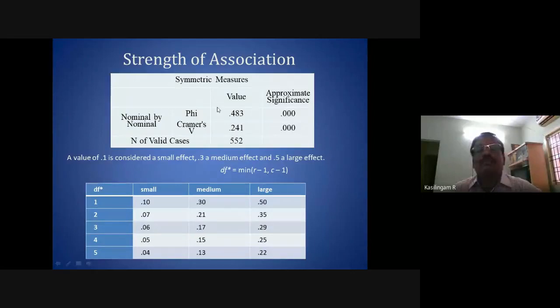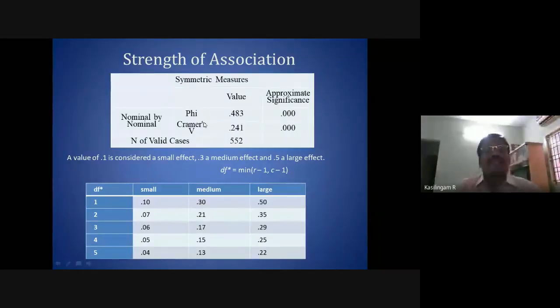Now look at the phi, 0.48. Can I say large, or can I say medium? Because it is between 0.3 and 0.5. If it is above 0.4, I can say medium, or less than 0.4. But it is more than 0.4, approximately near 0.5. Then what can I say? I can say there is a large effect, which means the strength of association is very, very strong. I can tell like that.